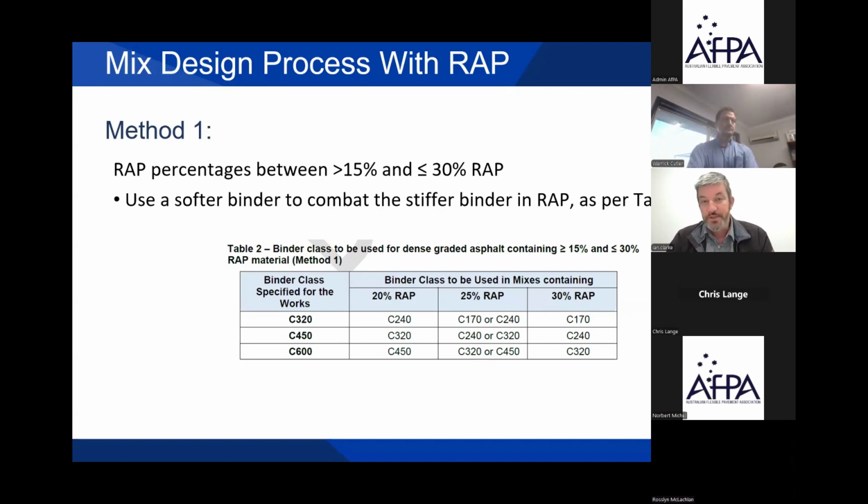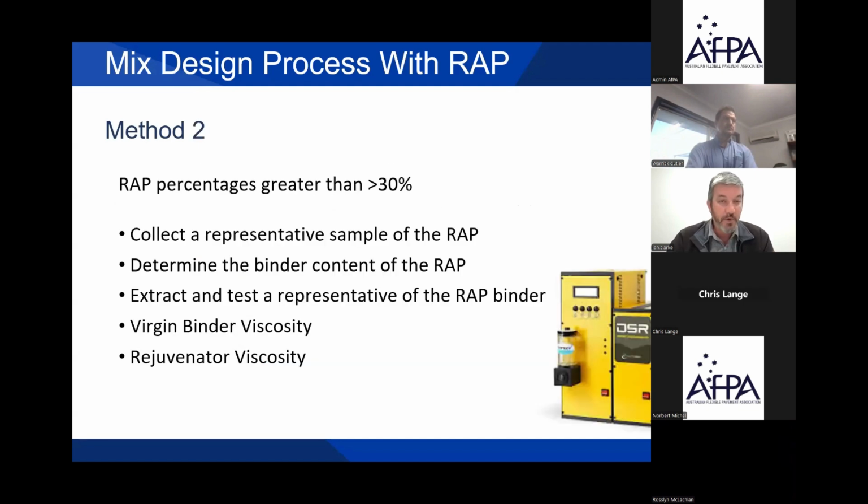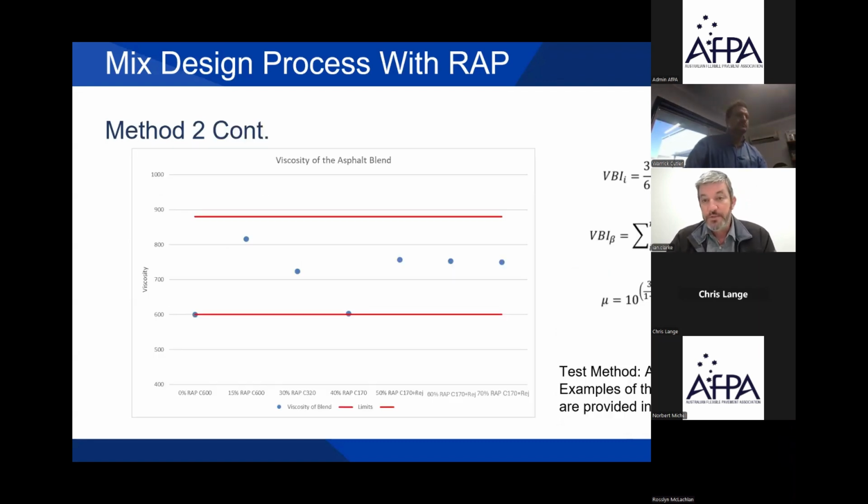When we move over to method two, it does become a little bit more complicated. So we need to collect samples of the RAP and determine the binder content of that RAP, and then extract the binder from the RAP to test for viscosities, and then come up with a calculated blend. So through this blend, after we've tested everything, we then calculate the combined viscosity of the asphalt blend, and we do have recommended limits that it must be in, depending on the base binder. So the example that's in front of us is a C600.